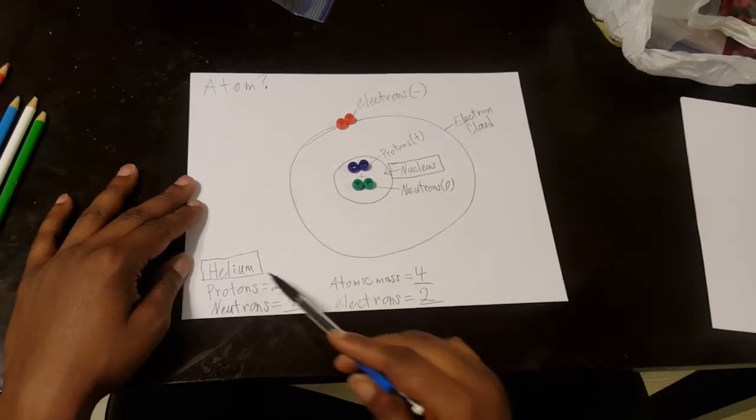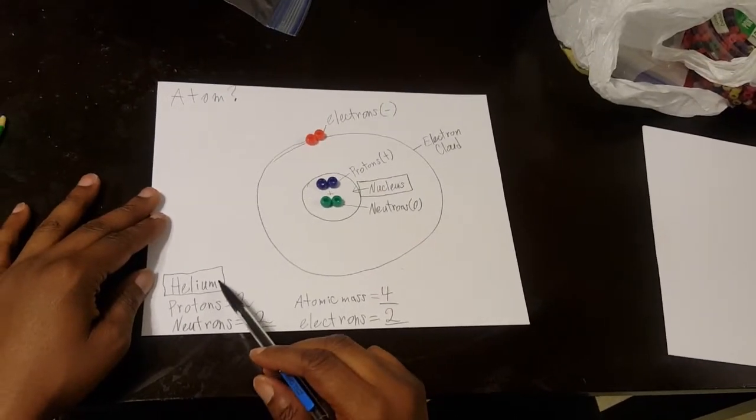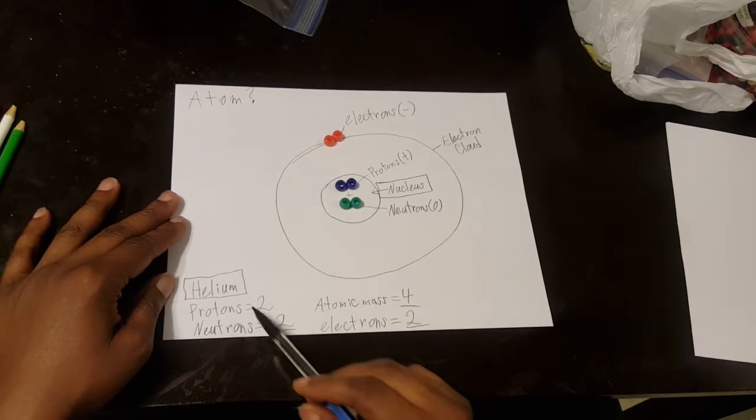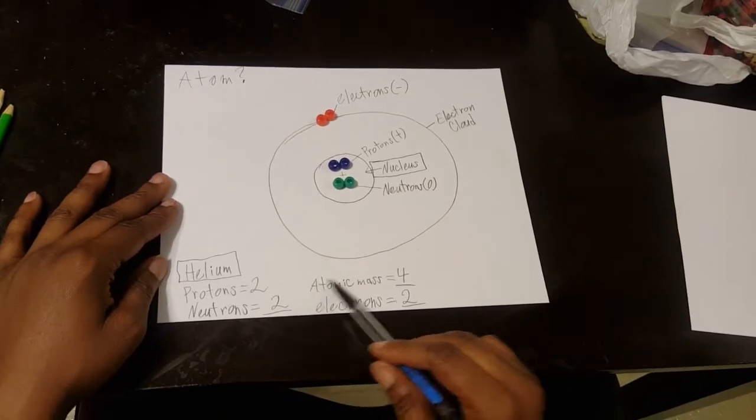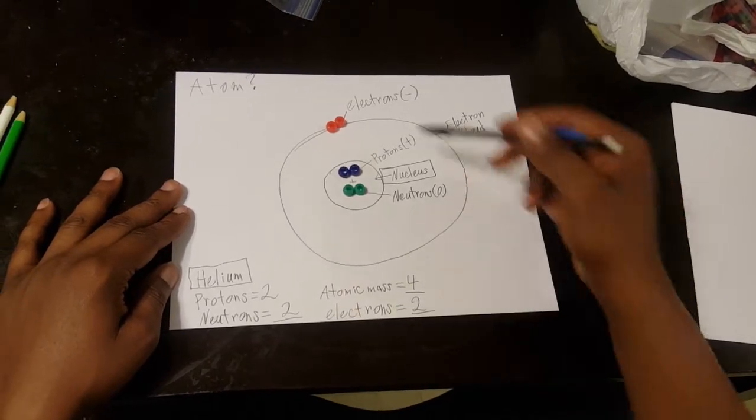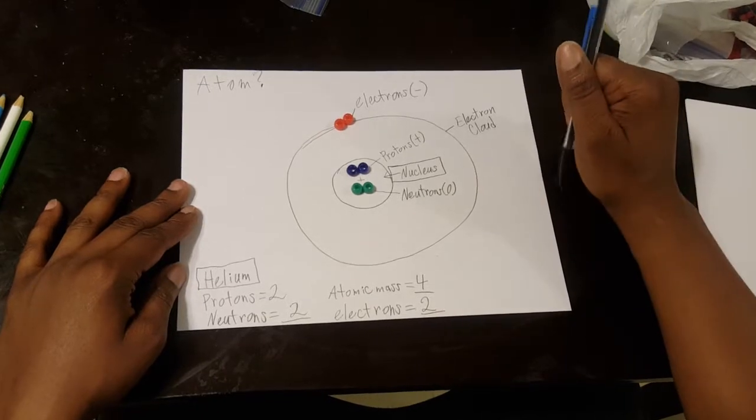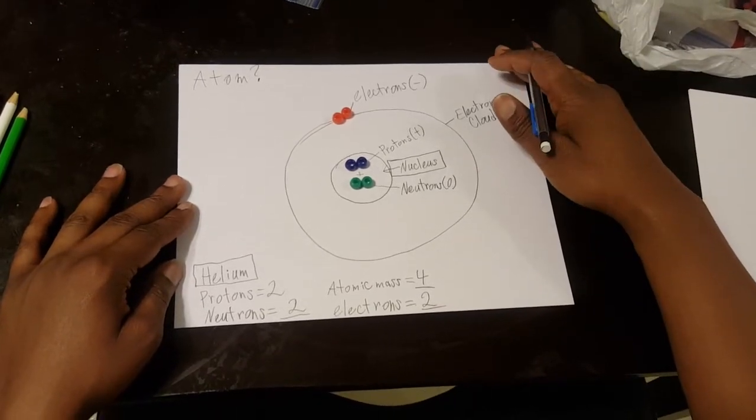And then we take a look at the bottom. We have 2 protons, so the element is helium. We have 2 neutrons, so 2 protons plus 2 neutrons is going to give us an atomic mass of 4. And we have 2 electrons in our electron cloud. And so there is an example of our helium Bohr model atom.